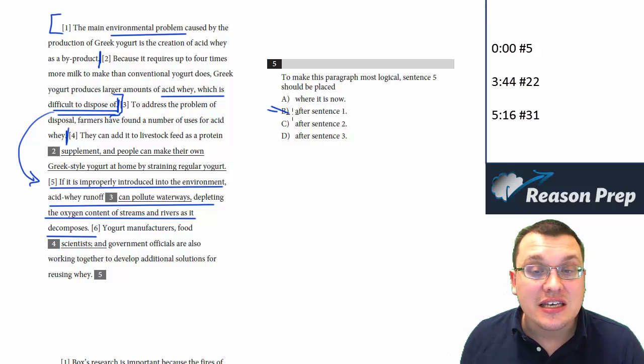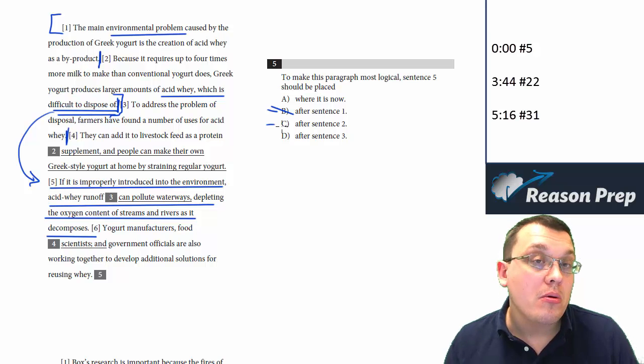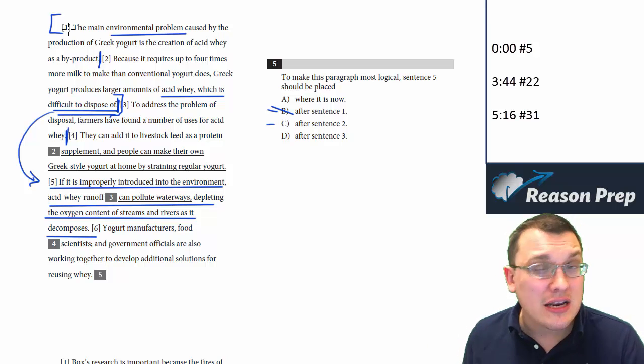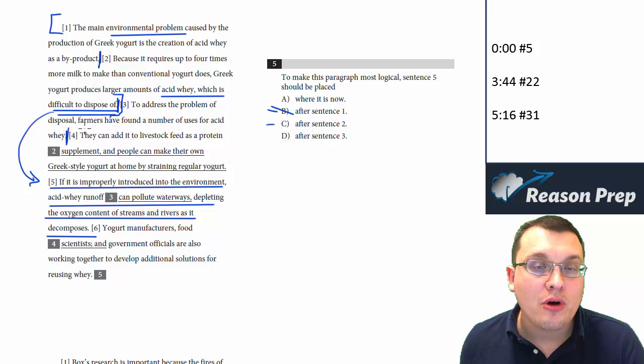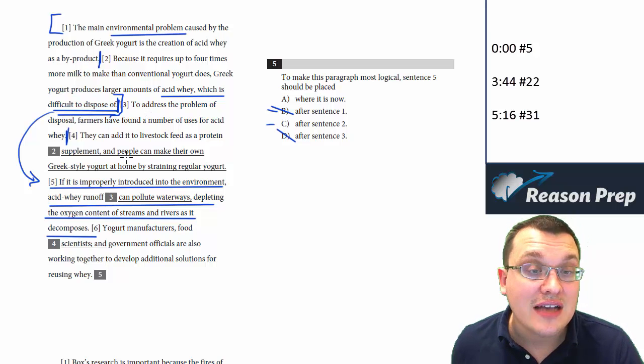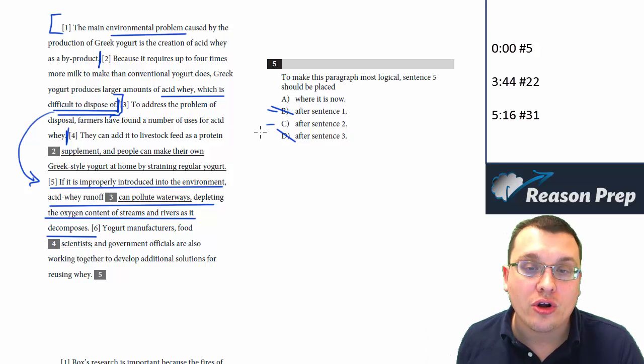So it seems putting it after two would be better than putting it after one, even though in another essay, putting it after sentence one might have worked if sentence two and what followed were different. But because one and two go together very nicely, we probably want to put this after two. Let's see, after three. "To address the problem of disposal, farmers have found a number of uses for acid whey." This is not a good idea, because now we're going into the discussion of the uses of acid whey. We don't want to break it up with another sentence about the environmental problems. That belongs earlier. So it's down to where it is now and after sentence two.